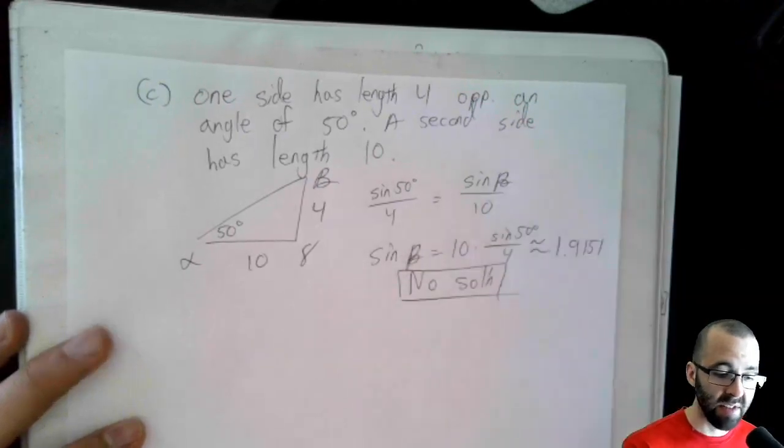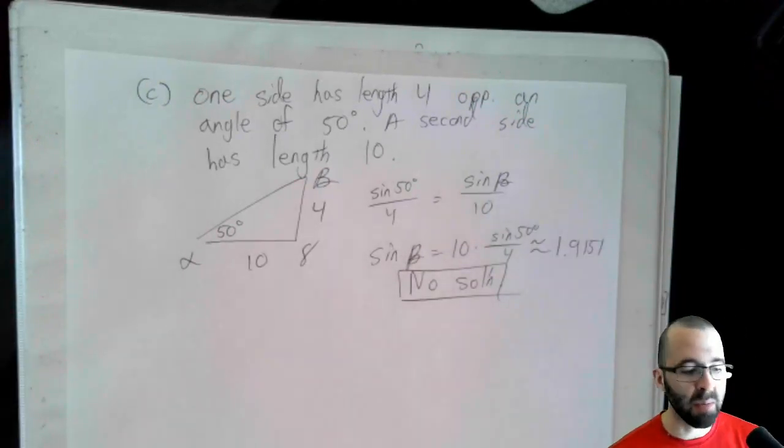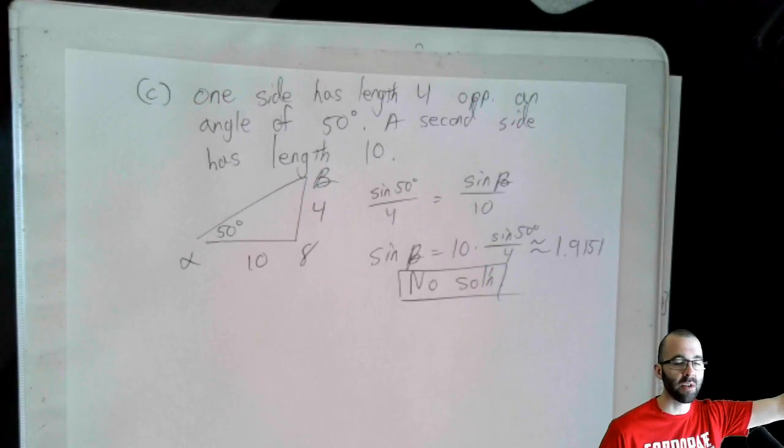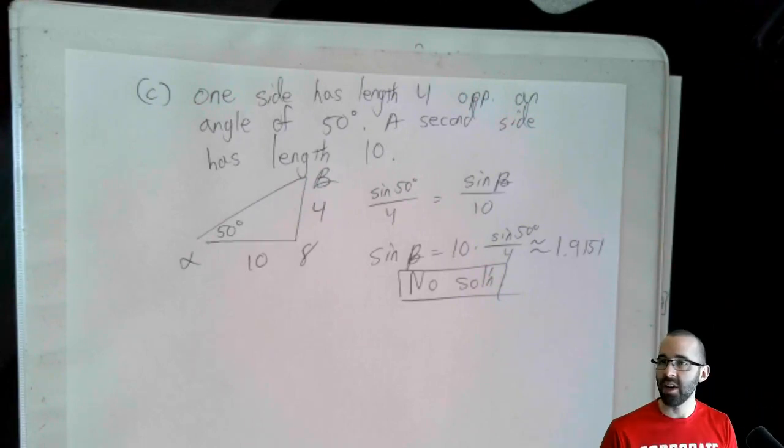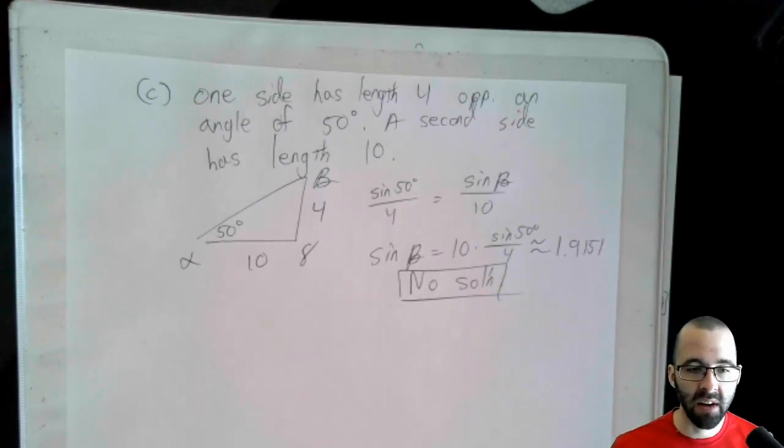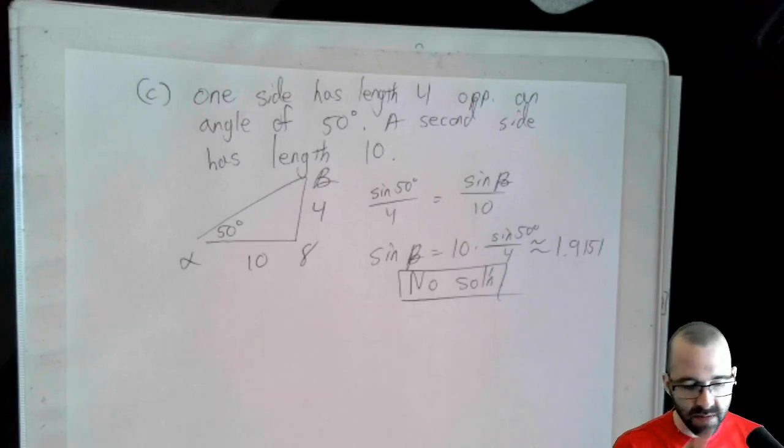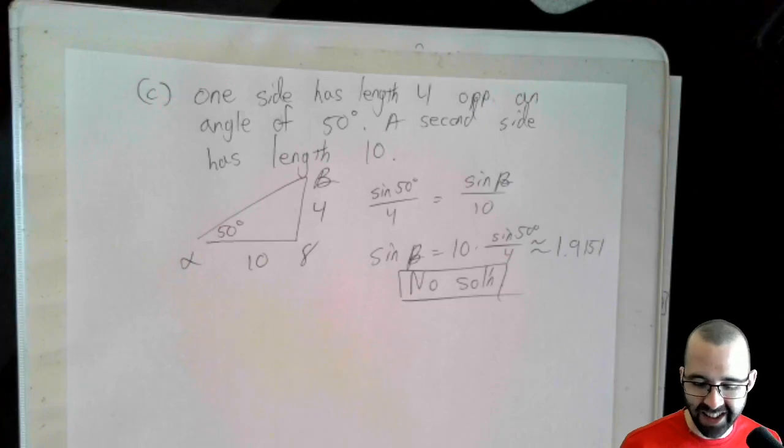And we're done. As soon as there is no answer for B, you can't solve the triangle. There is no solution to the triangle. And you can just be done right there, okay? So that's a quick example. These ones are the nice things to see because you get done with them pretty quick.